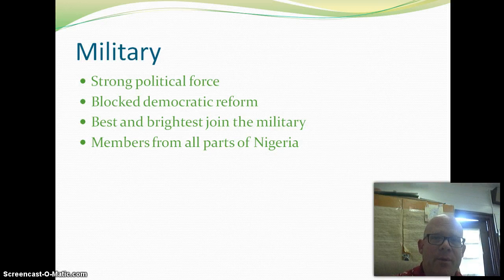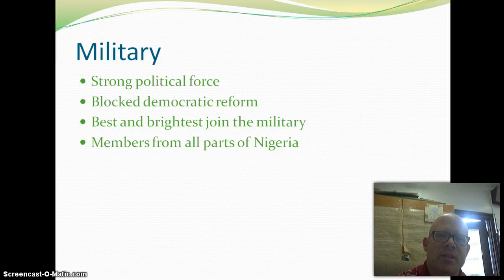All right, the military has been a very strong political force in Nigeria's history. You guys all know how many different coups have taken place where military leaders have knocked off democratic government, where they've knocked each other off. So again, a real political force. If you're going to have power, if you're going to maintain power, the military is definitely going to be in your corner. They have blocked democratic reform in times where the military has been in control, but they've also opened the door for civilian control and others.